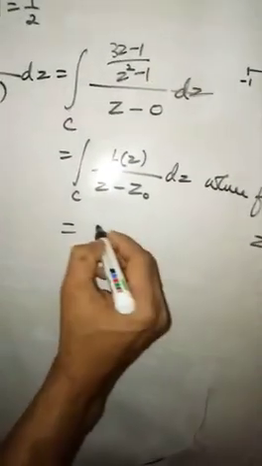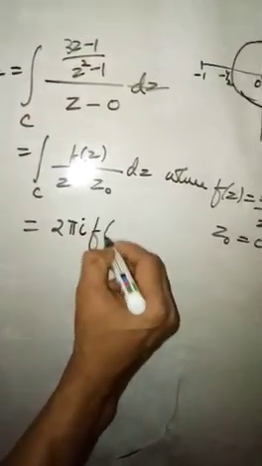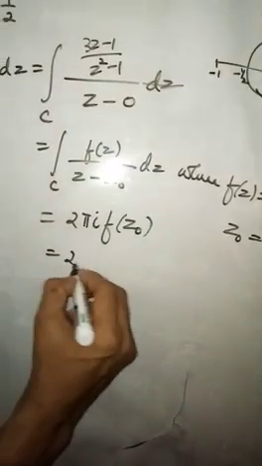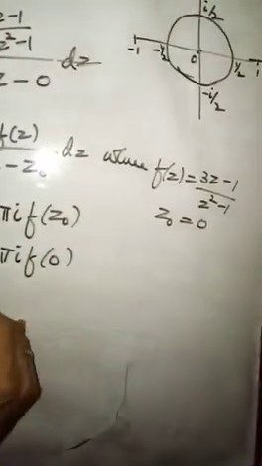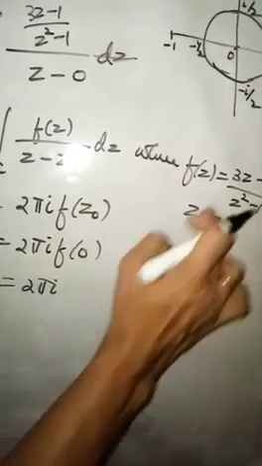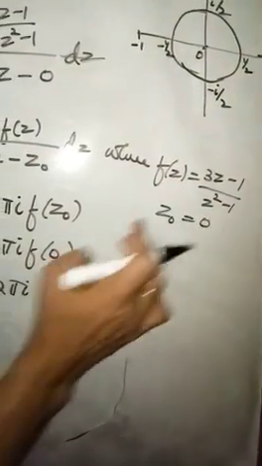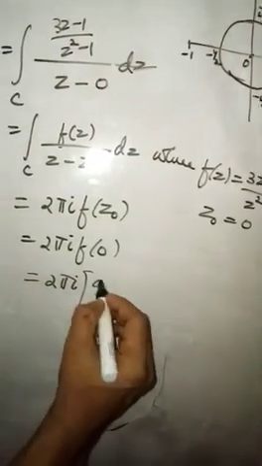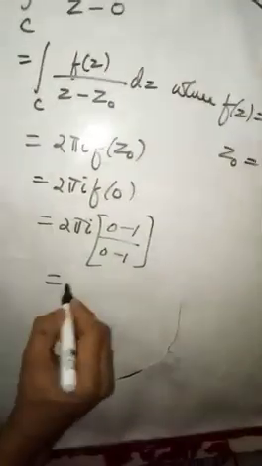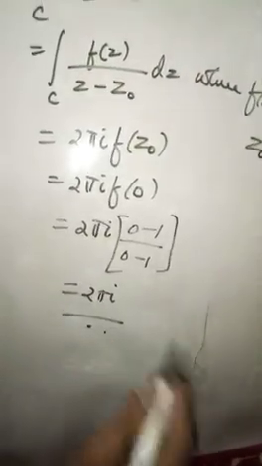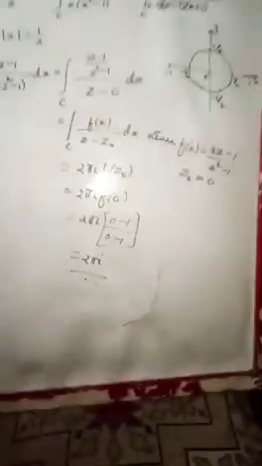Now using Cauchy integral formula, the formula for this one is 2 pi i into f of z naught. So 2 pi i into f of z naught, where z naught is 0. And what is f of 0? You substitute here, in place of z you substitute 0. When you substitute 0, you will get (0 minus 1) by (0 minus 1). Minus 1 gets cancelled, which is equal to 2 pi i. So this completes the first subdivision.